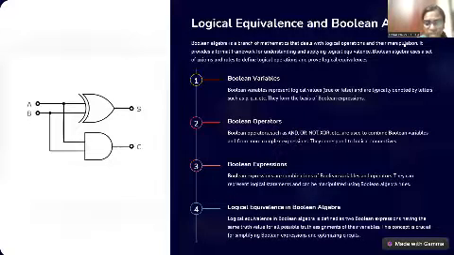The third one is Boolean expressions. Boolean expressions are combinations of Boolean variables and operators. They can represent logical statements and can be manipulated using Boolean algebra rules. The fourth one is logical equivalence in Boolean algebra. Logical equivalence in Boolean algebra is defined as two Boolean expressions having the same truth value for all possible truth assignments of their variables. This concept is crucial for simplifying Boolean expressions and optimizing circuits.